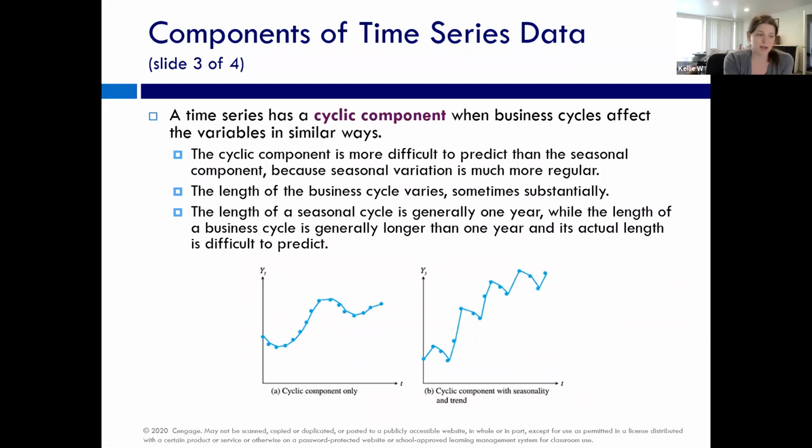Cyclical components are usually where the data is affected by some kind of business cycle. These can be harder to predict than seasonal because seasonal variation is usually more regular. Business cycles can vary. Depending on what's driving the cyclical nature of the data, it may not be consistent for those cycles. So we know a seasonal cycle is a year long, but a business cycle could be longer than a year and may not be the same from period to period.